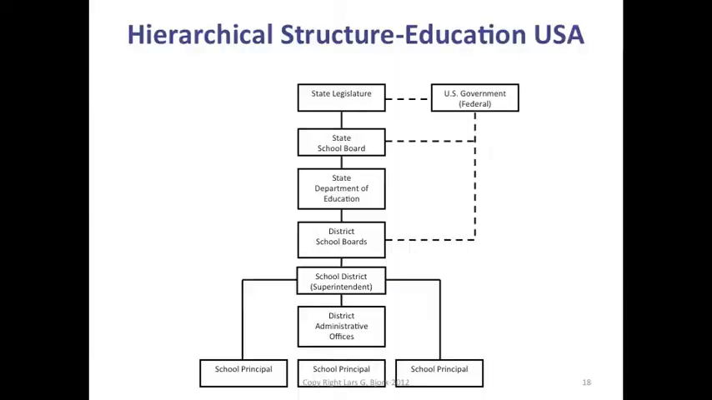Information flowing from one level to another may be blocked or distorted as employees are reluctant to communicate bad information up to higher levels that may jeopardize their jobs. Hence, they communicate things they think their supervisors want to hear. This is an organizational chart of the hierarchical structure of education in the United States.